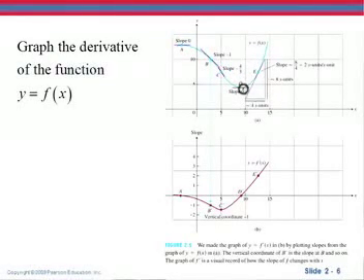Notice when we go to the right of D that all these points will have positive slopes. That means that the derivative there is going to be positive. At point E, we have a slope of 2. So at our derivative function, at E, our y value will be 2.